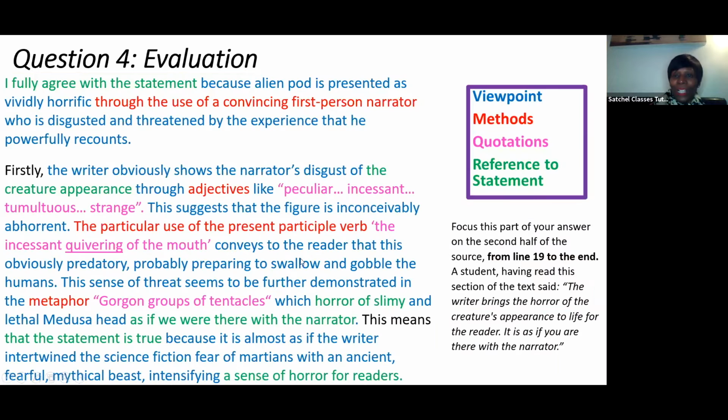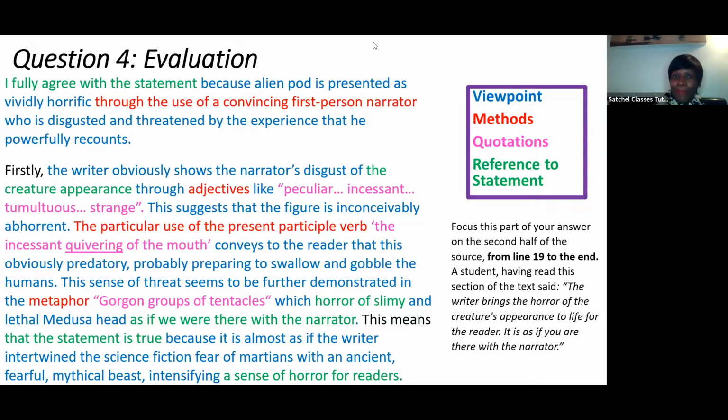Now, in this example, I've tried to show you a candidate that's using all 4 of these assessment criteria: the gavel, the toolbox, the quote marks, and the reference, the statement sheet. So they're giving views, their interpretation of what this creature is like. They're using subject terminology, they're choosing quotations and referring back to the statement. You can see I've tried to color code it to help you see a sample response.